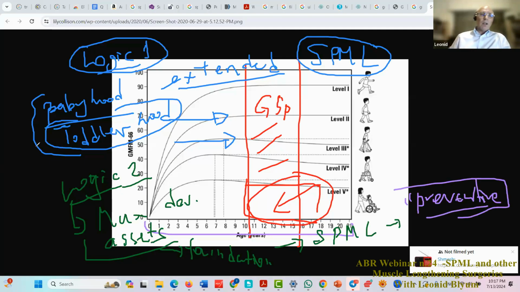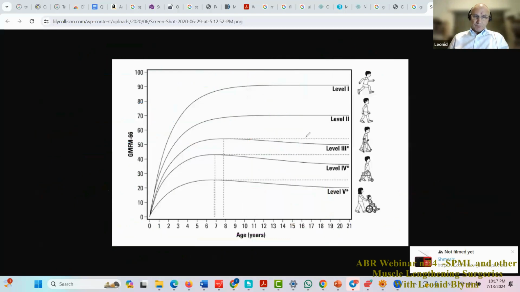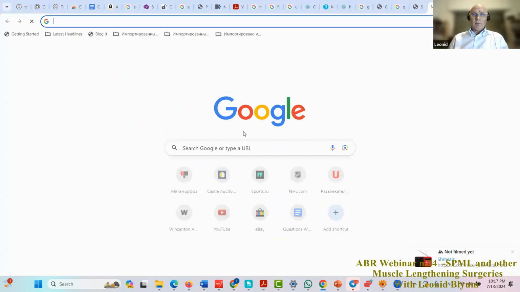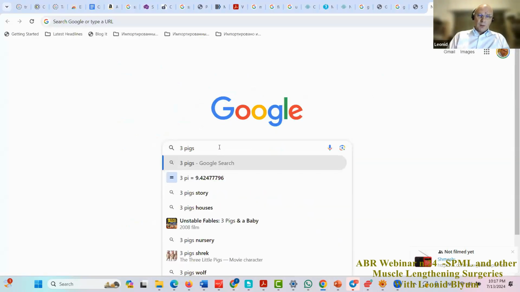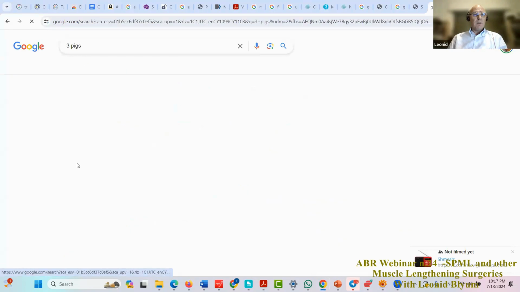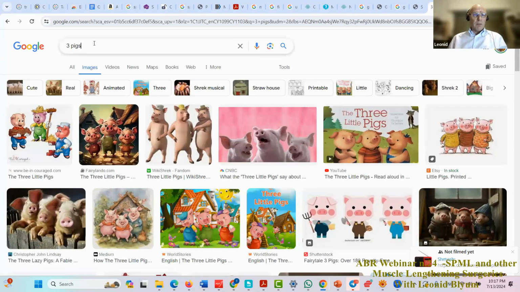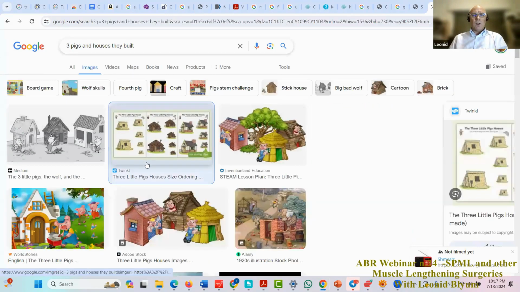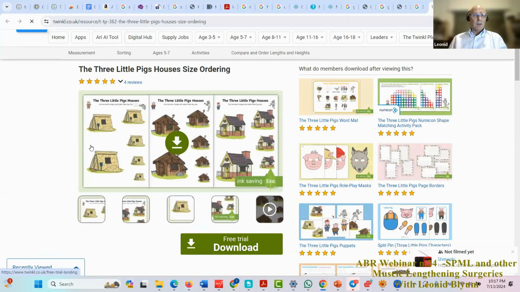Now, quite obviously, you realize that I am personally representing the second logic, if we go back to the story of the three pigs, which was probably the top favorite fairy tale of my childhood. Okay, three pigs and houses. The houses they built. Let's see what Google is telling us. Okay, so here we are. All right, I don't know, whatever it is, but looks like it.